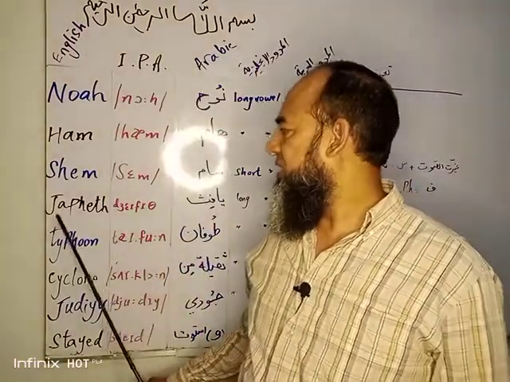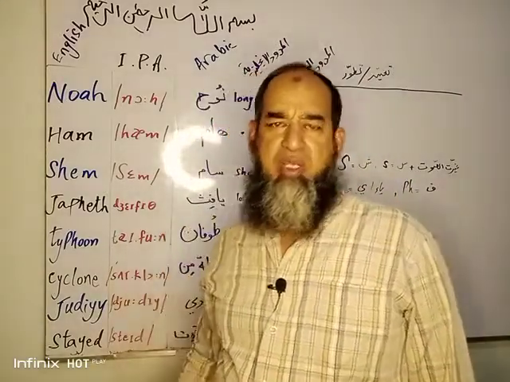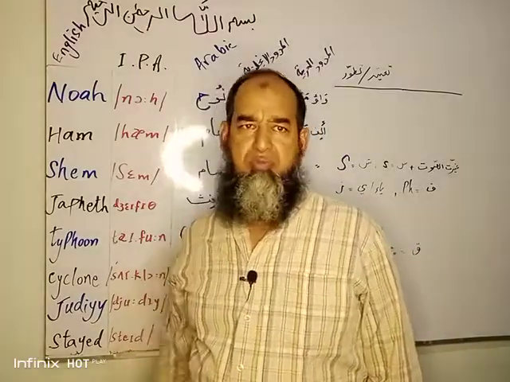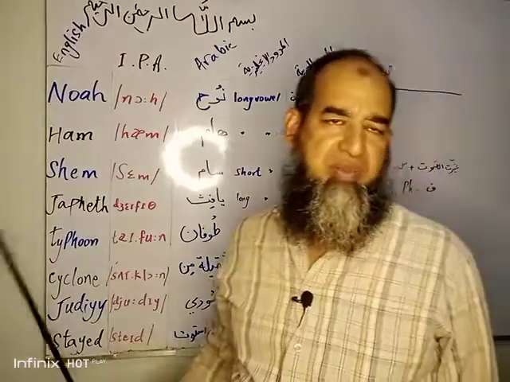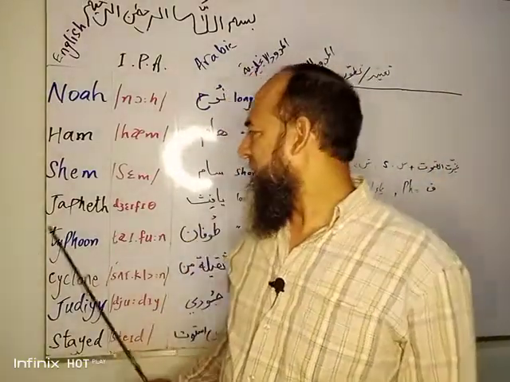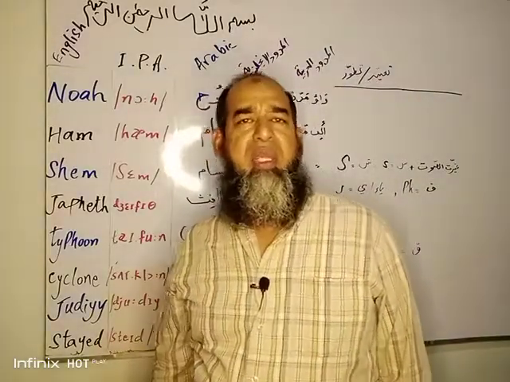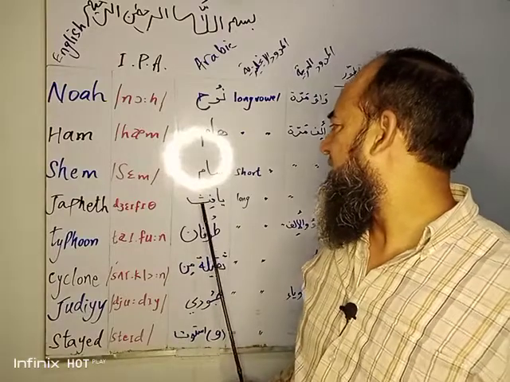So this word starts with J. And the dictionary says, because there are different versions, the Australian, the British, the American versions, so many versions, they have their own interpretation of the same word differently. Some say it's Japheth, some say it's Japheth, some say it's Japheth. And the Arabic version is different, totally: it's Yafith.